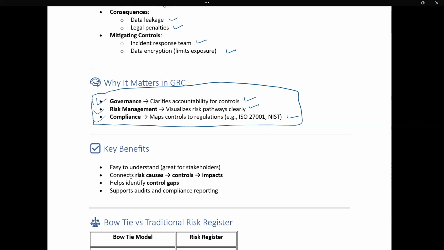Now the benefits are it connects risk, it connects to control, it connects to impact. Similarly, it also helps to identify the control gaps if you have something which is not sufficient for your infrastructure.